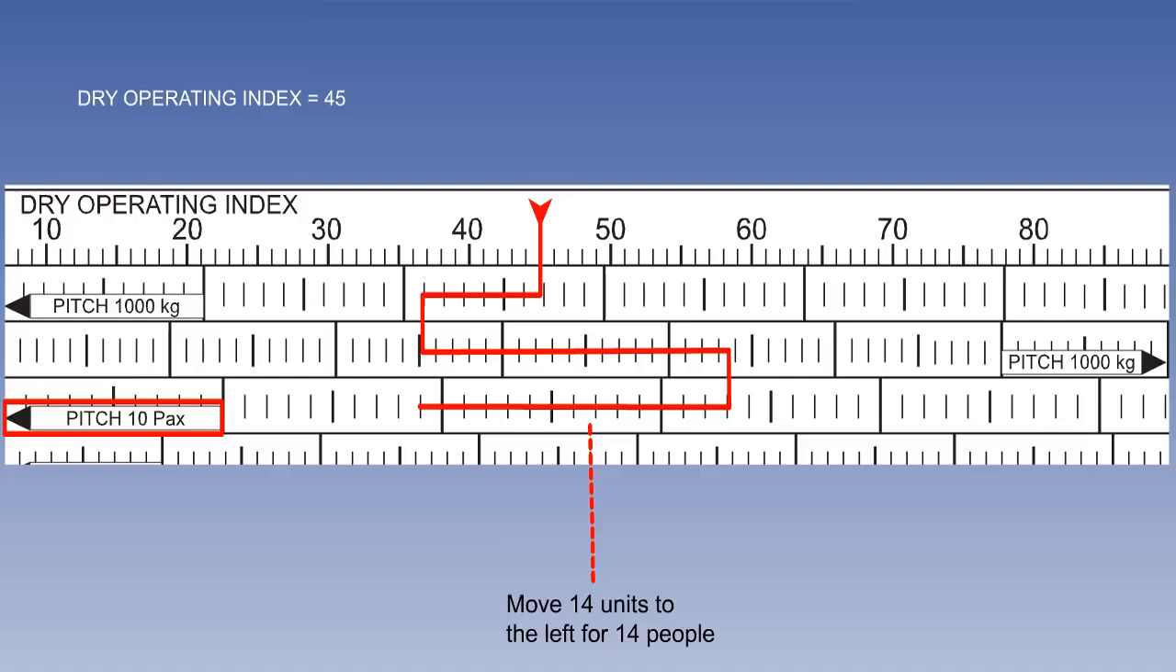The next step is to drop a vertical line down to the centre of the next box representing the number of individual passengers in the compartment, 1 unit representing 1 passenger. There are 14 in this compartment, so we have to move left 14 units. This method is continued until all of the cargo and passenger loads are entered.